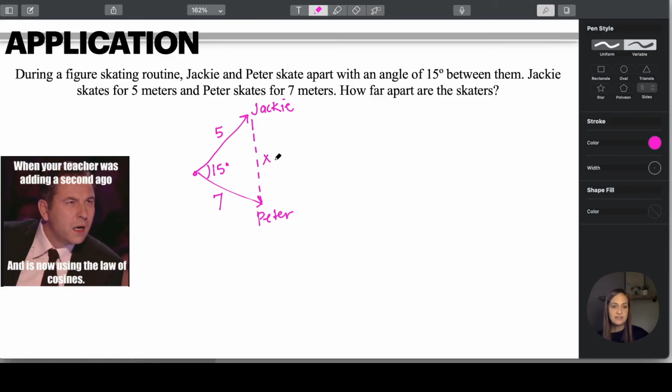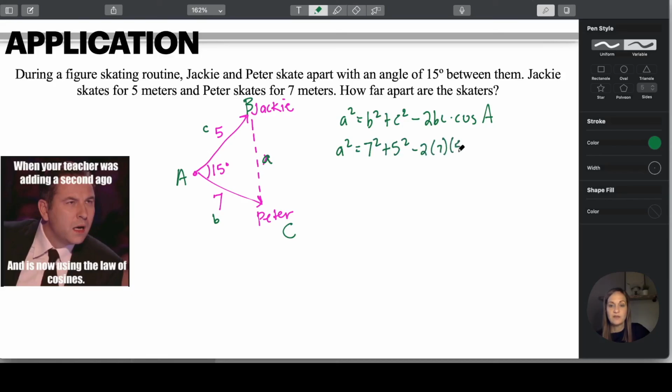So if you use the A, B, and C, which is fine if you want to do that, that might be the easiest way. I'm going to assign this to be A, which means this will be little a. If this is B, then this is little b. And if this is angle C, then this is little c. So we're looking for little a. So A squared equals B squared plus C squared minus 2BC times the cosine of the angle that is being sought for. So we do not know A. B squared is 7 squared. C squared is 5 squared minus 2 times 7 times 5 times the cosine of 15 degrees.